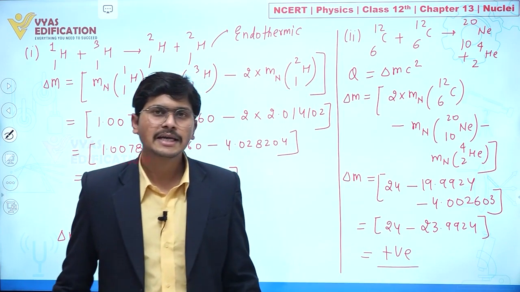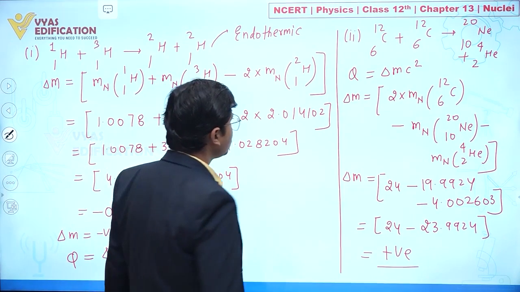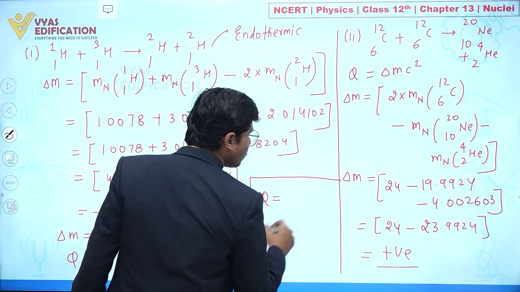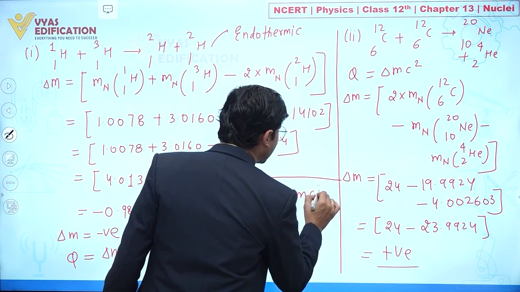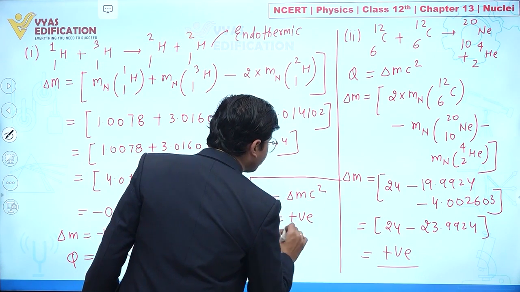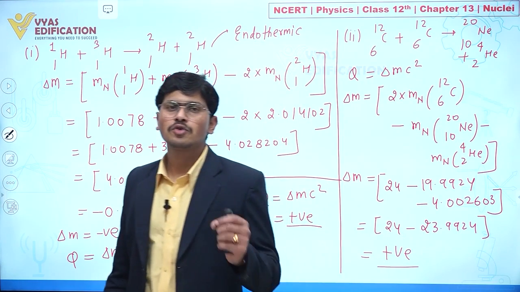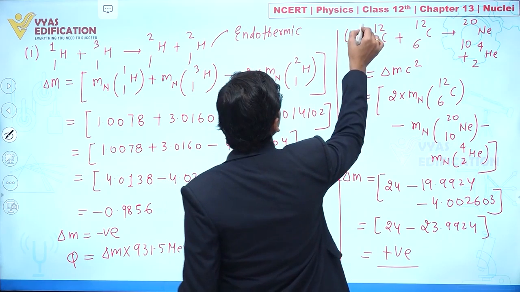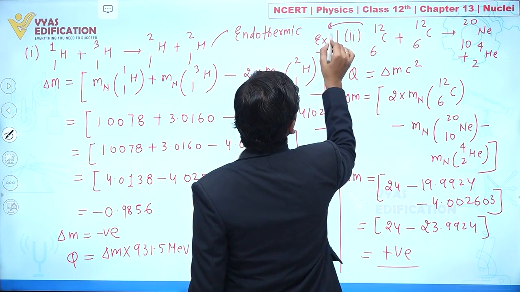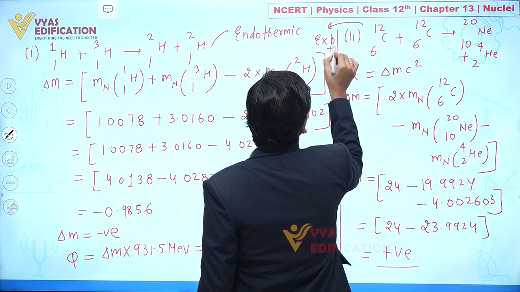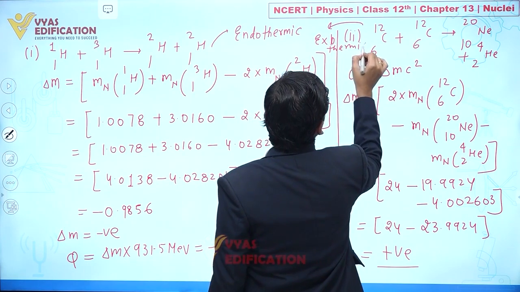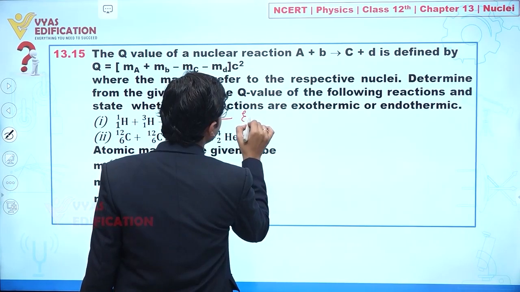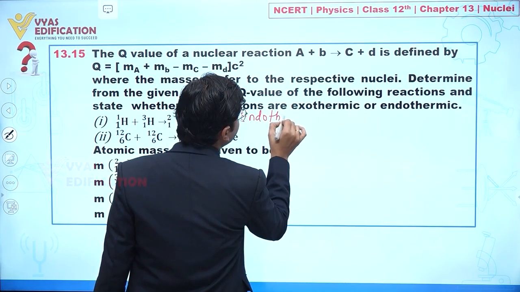So whenever we are getting this delta M positive, it means Q value, this delta M C square, is also positive. So in the second case we are getting Q value positive, it means this reaction is exothermic. Clear? This reaction is exothermic. Clear? Exothermic. Clear everyone? So directly you can say this reaction we have endothermic.